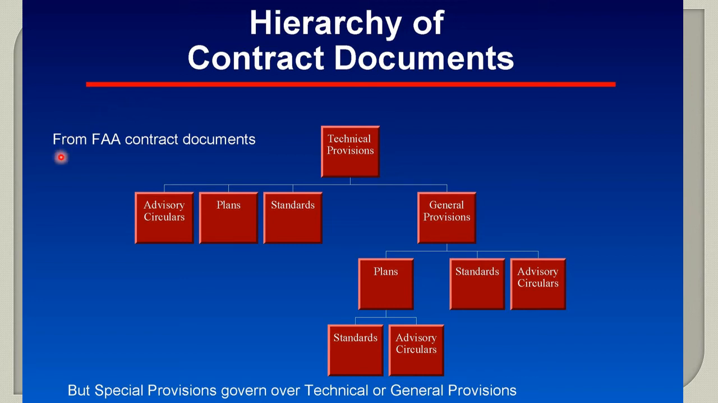But basically, this is what the FAA is saying, that the technical provisions of a contract will supersede all these different items. General provisions will supersede these items, and the plans will supersede these. So the plans may change standards, but the general provisions will change the plans, and the technical provisions will change the general provisions. But they also say if there are any special provisions, they will govern over technical or general provisions. Well, when I was doing airport work, we never liked this version of it.